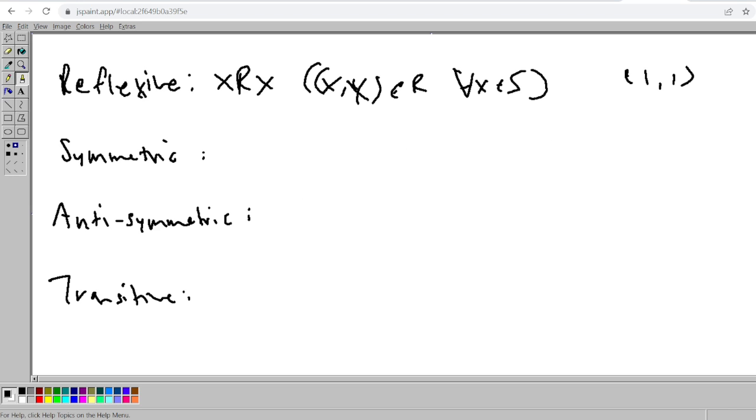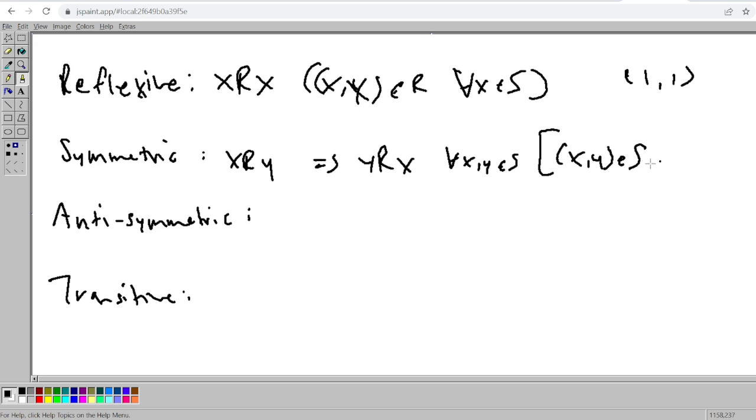Symmetric, we have if x relates with y, that implies that y also relates with x, for all x, y in S. And we can rewrite it better, basically saying (x, y) in R implies that (y, x) is in R. So basically if it was symmetric, then if we had (1, 2), that implies that (2, 1) is also an element of R.